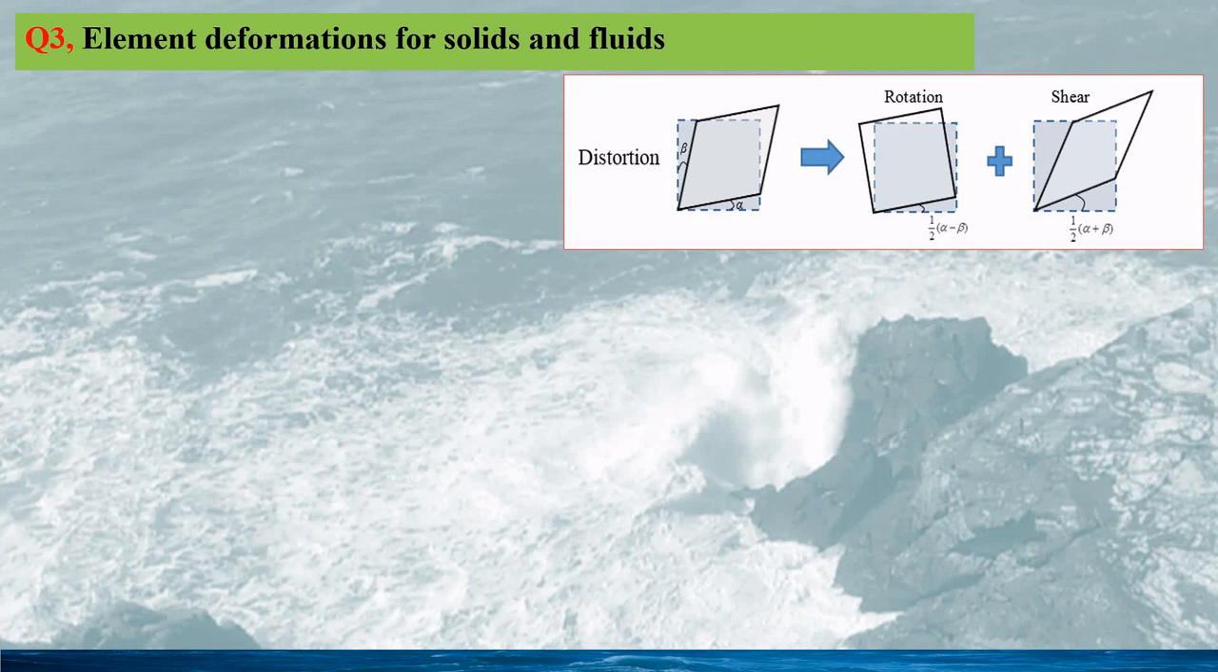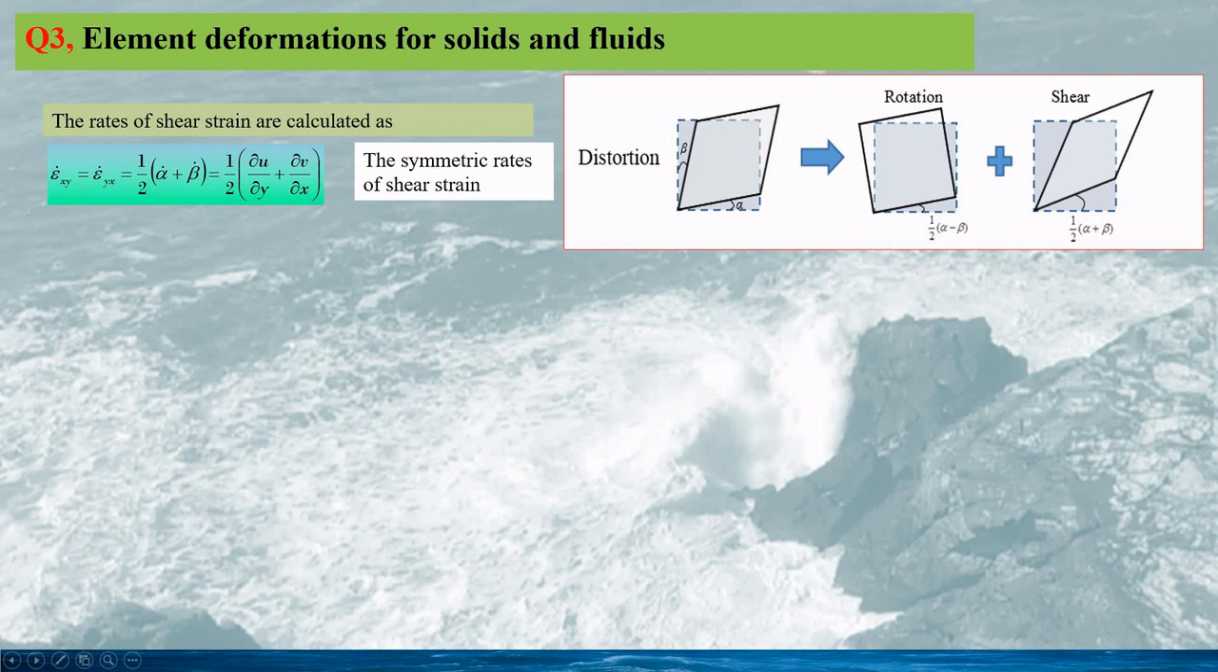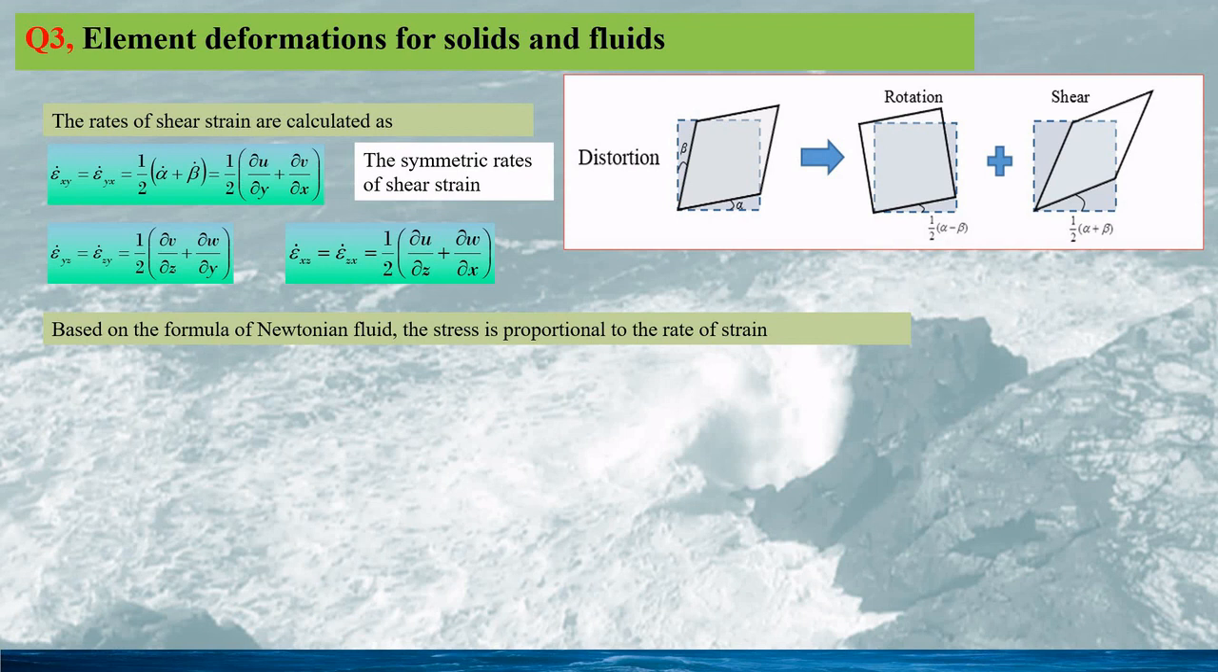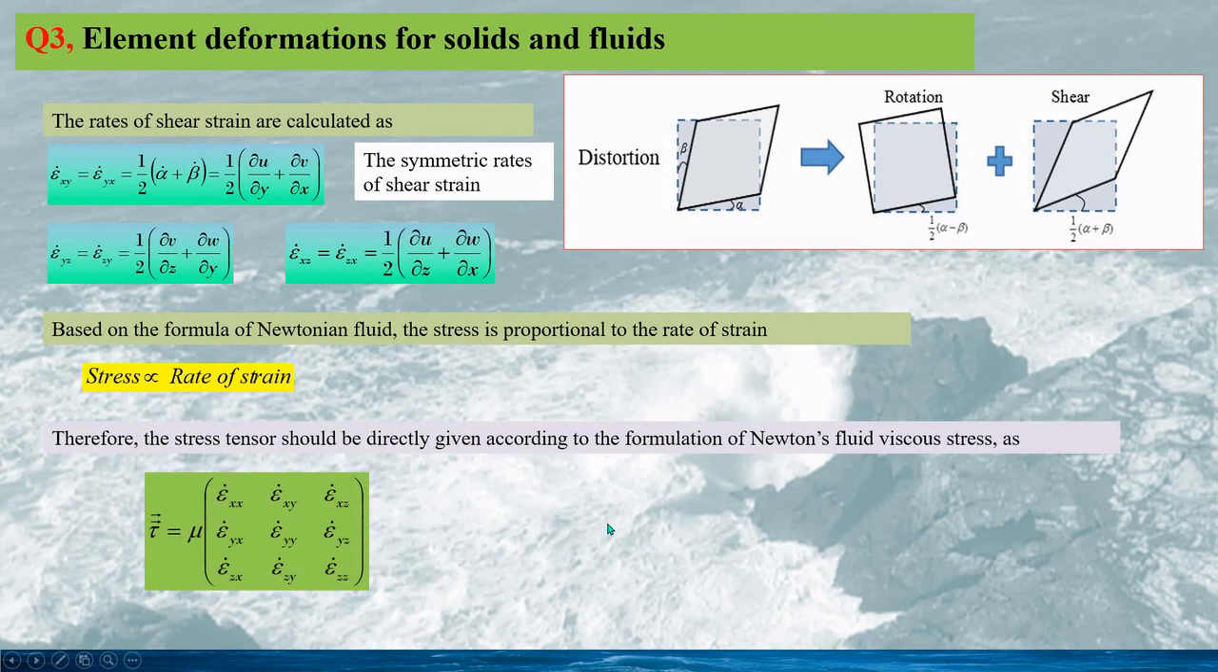In the original derivation of the Navier-Stokes equation, it has been shown that the fluid distortion can be decomposed into the rigid rotation and the shear deformation, but only the symmetric rate of the shear strain could contribute to the viscous shear stresses, as the rates are given as this for the X and Y direction, and this for other rates of the strain. Based on Newton's formulation for fluid viscous stress, which would be proportional to the rate of strain, therefore, the stress tensor of correct physics would be calculated as this.